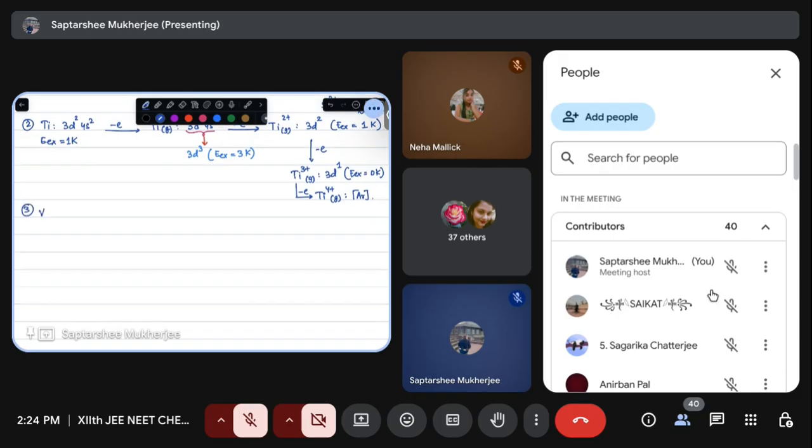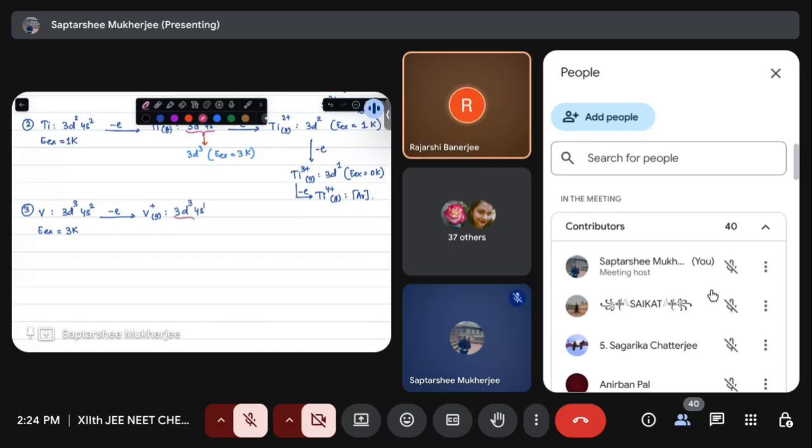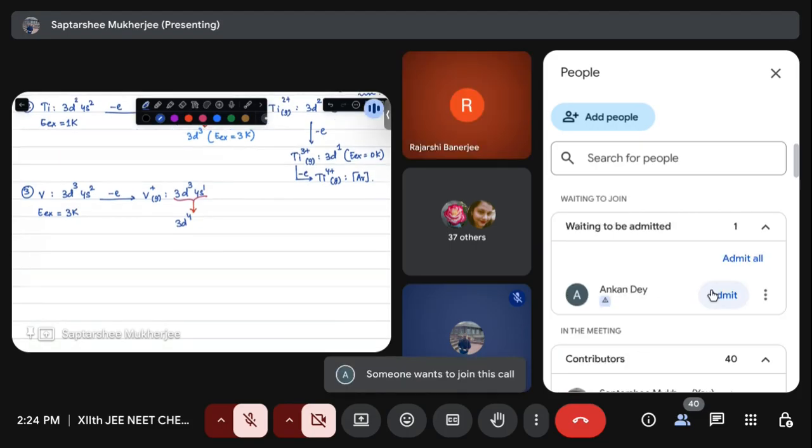Now, same process. Vanadium, let us do what it was. Electronic configuration 3d3, 4s2. What was the exchange energy, everyone? 3K. Can you follow, everyone? One electron removed in vanadium plus gas. What is the electronic configuration supposed to be? 3d3 4s1, but it will submerge into 3d4. Against 3d4, what will be the exchange energy? 6K.